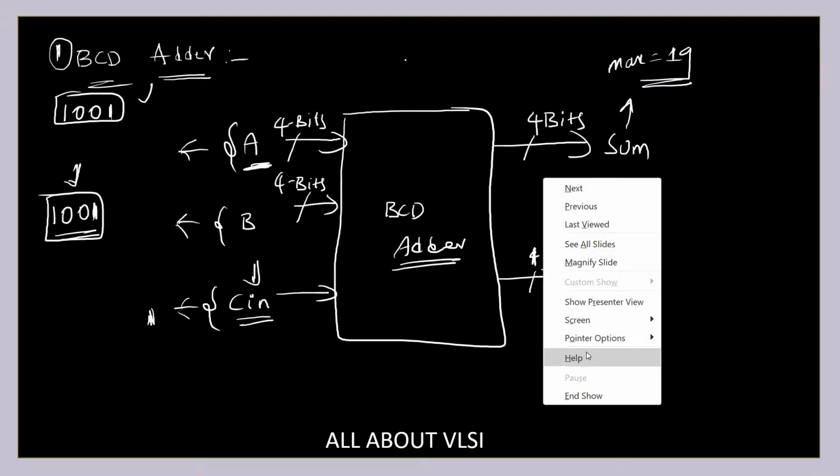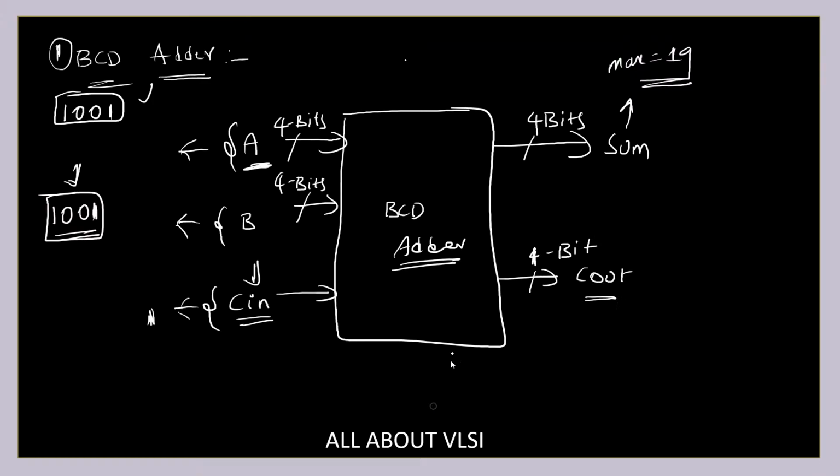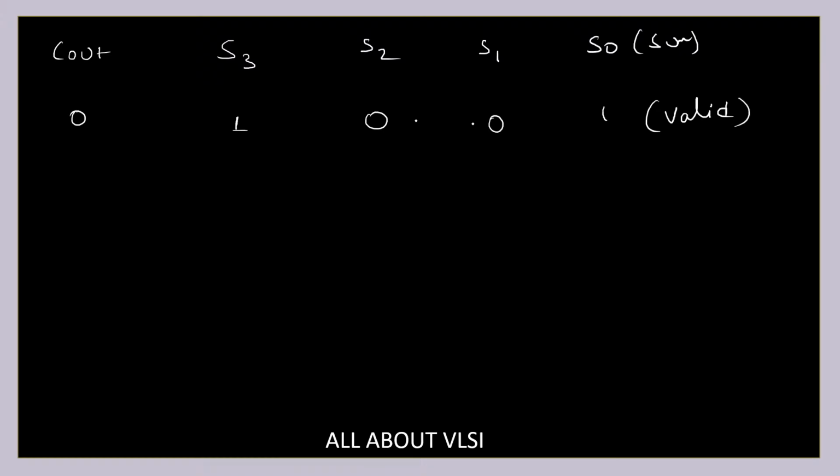Now, let me write it down. So this is my C out, and let's say this is my S3, S2, S1, and S0, which is nothing but my sum, which is the output of this particular circuit, right? Now, from 0 to 9, we don't have any particular problem because those are valid outputs. So that means C out can be equal to 0 and S3 can be equal to 1 and the remaining can be equal to 1. Up to here, it is valid. From all zeros to 9, these are my valid numbers, right?